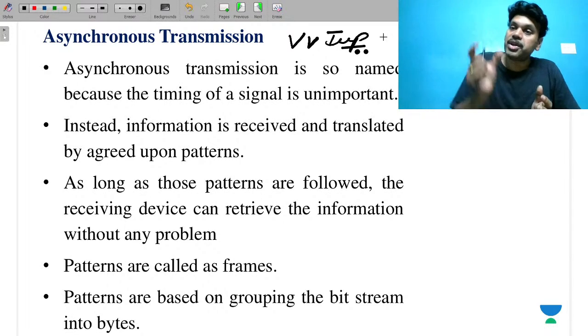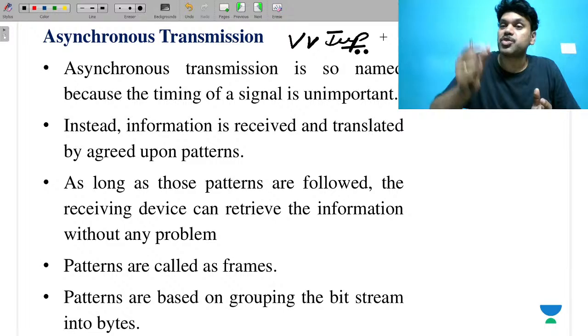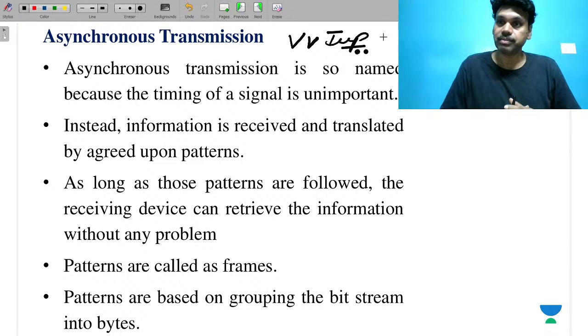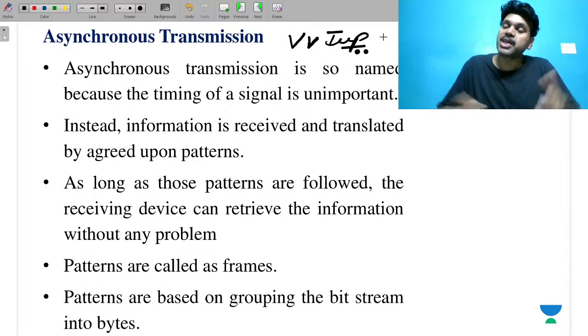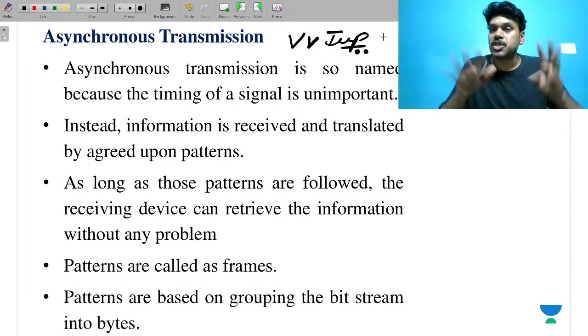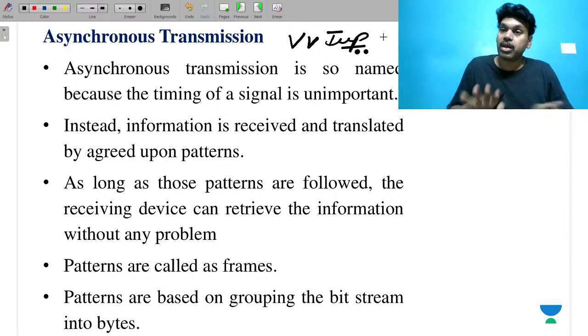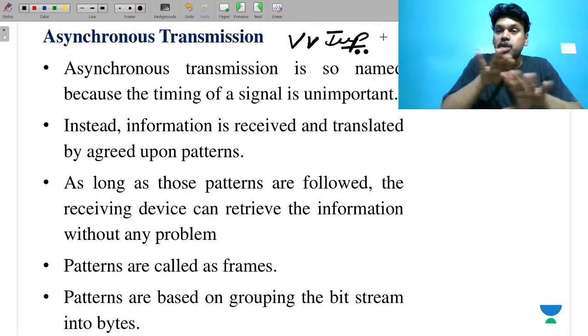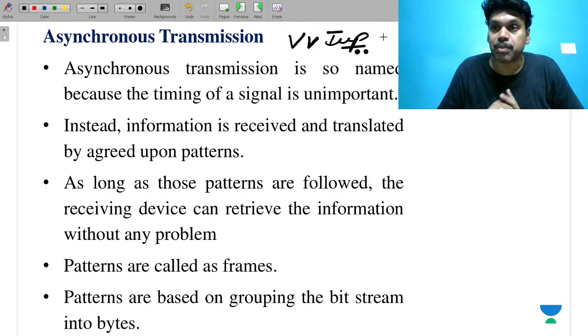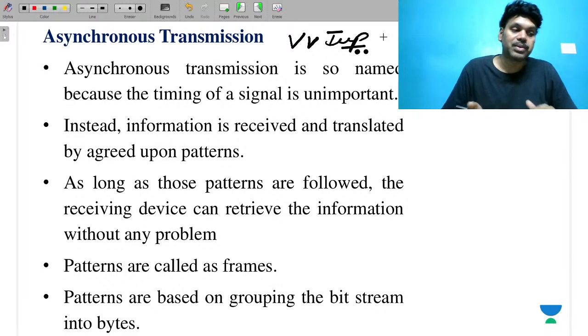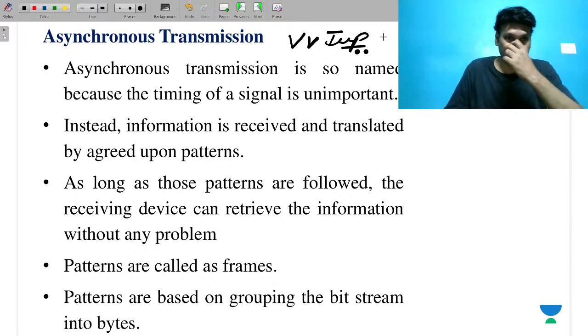So the sender is going to put the data in the form of smaller boxes known as patterns, also known as frames. And what is the maximum size of your pattern? The maximum size of your pattern is only 8 bits. Your pattern can consist of not more than 8 bits. That's very important. And how this is happening, I will show you. Just look at it carefully.